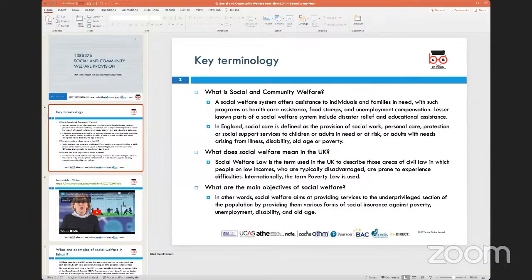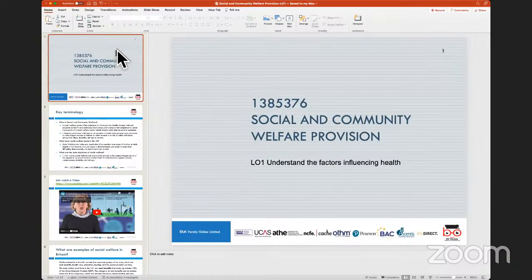My name is Raman Singh, and I'm going to be starting a new unit today, which is social and community welfare provision, as you can see on your slide and the screen that I've shared. We're going to start off with this new unit, which has 3 learning outcomes. But what we're going to do today first is look at a bit of an overview of what social and community welfare provision is. Then we'll go into discussing learning outcome 1.